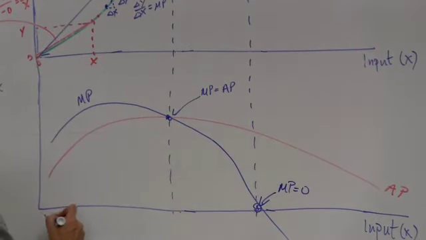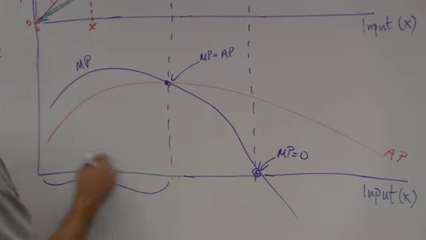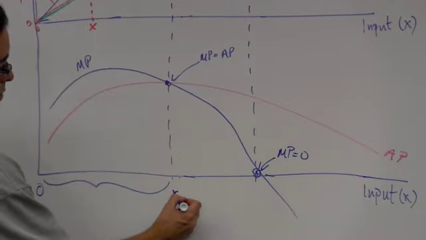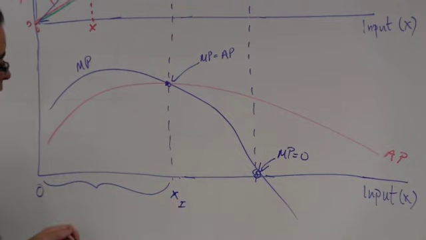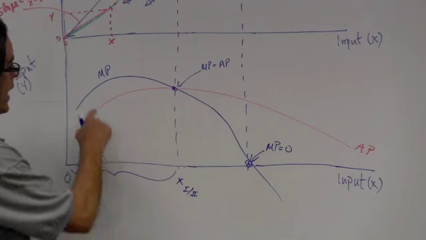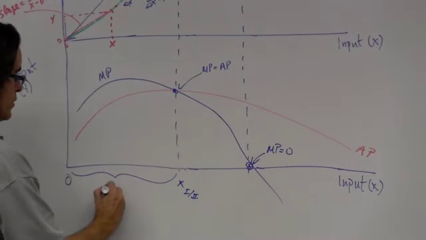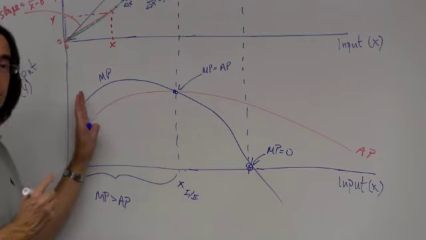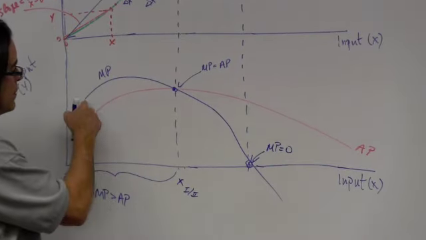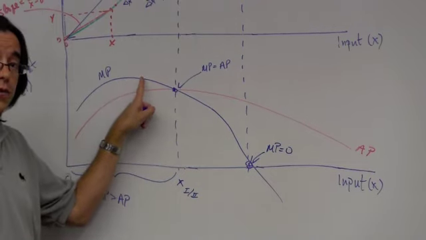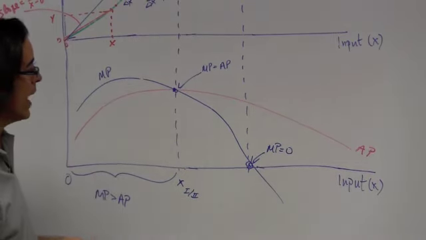So first of all, between 0 and this, we'll just say x1, or 1 and 2, what we have is marginal product is greater than average product. So if we do these vertical slices, we see marginal product is always bigger. Sometimes marginal product is falling, but it's still larger than average product.